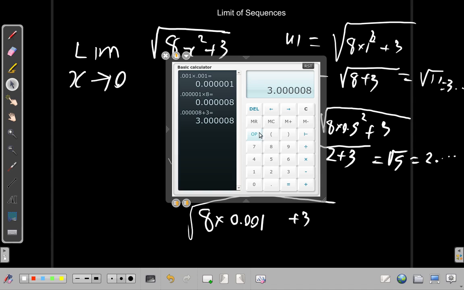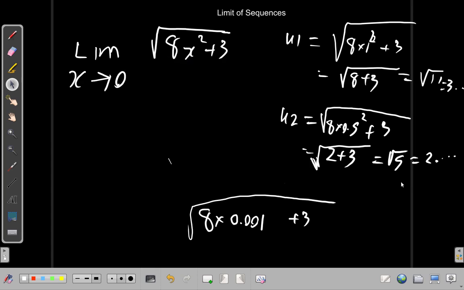Now what is the square root of this? It's very close to 3. Even though we don't touch 0 yet, we're getting very close to 3. So you can see that the limit of this function is equal to the square root of 3. That's the limit of that function. That's it for that. Let's look at another example in the next video.